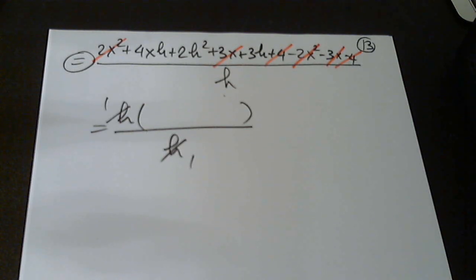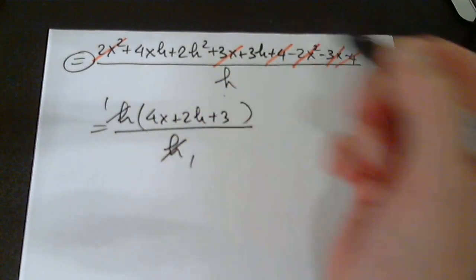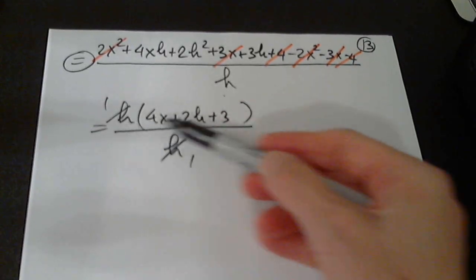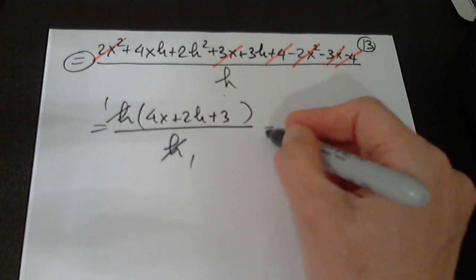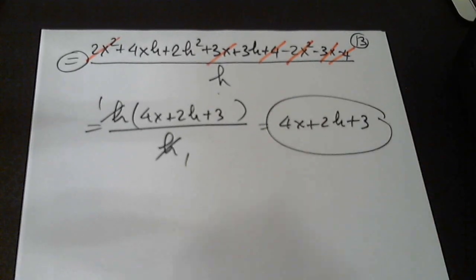So what is left? Is it 4x plus 2h plus 3? Indeed, excellent. This times this, this times this, this times this. So therefore I have 4x plus 2h plus 3 as the final answer. Very good.